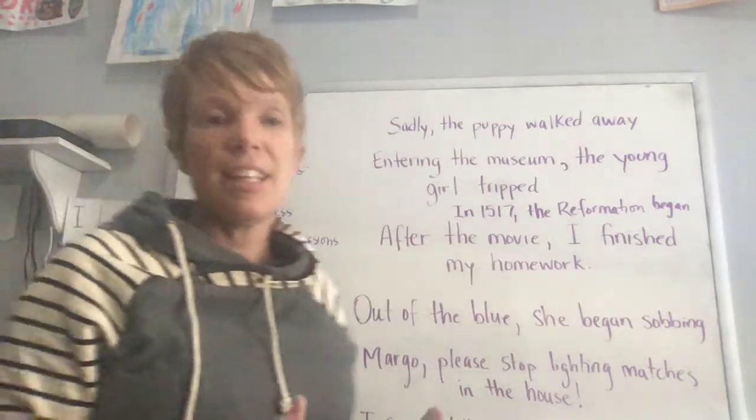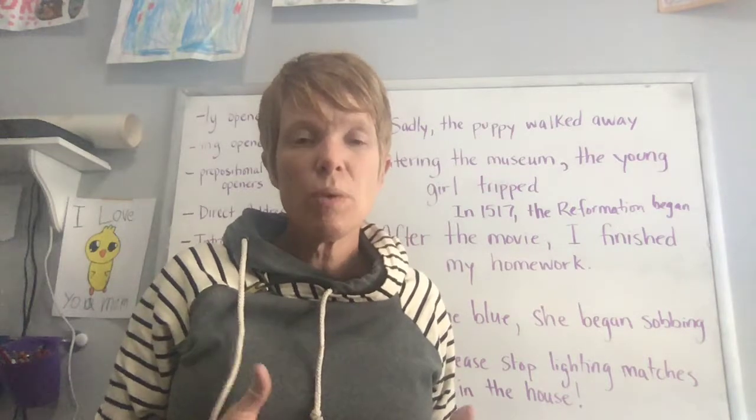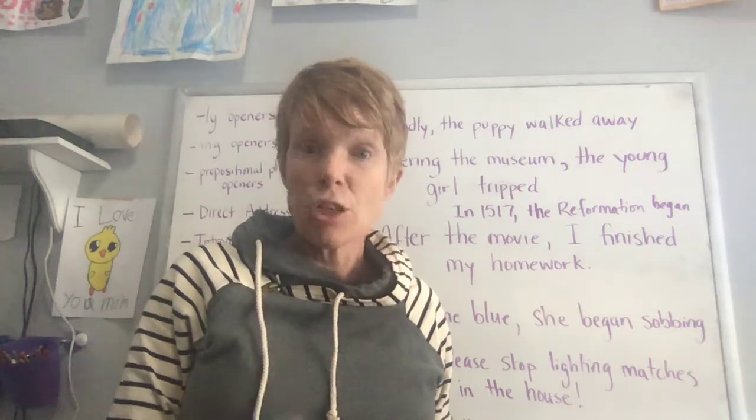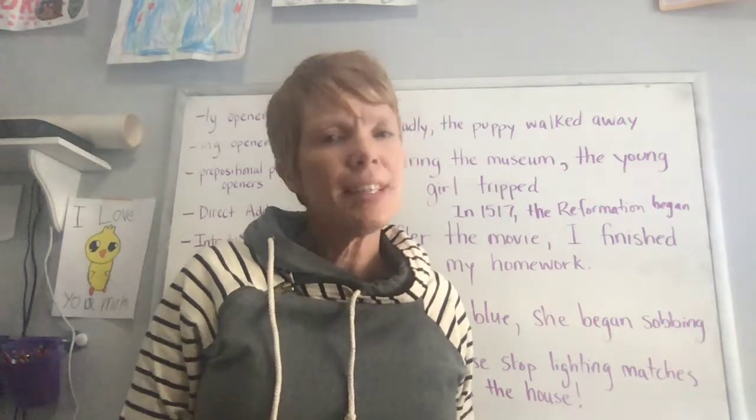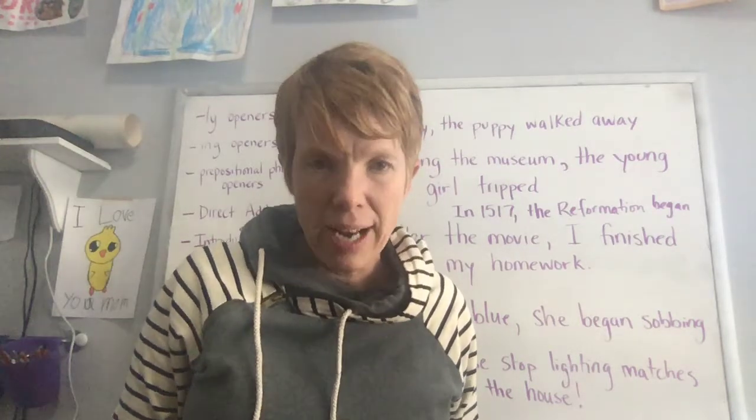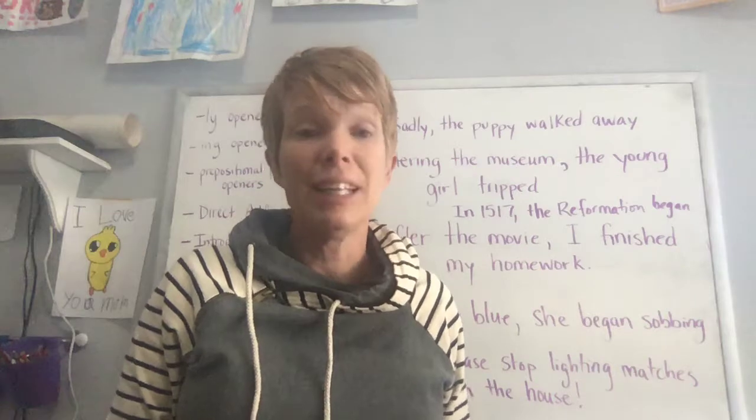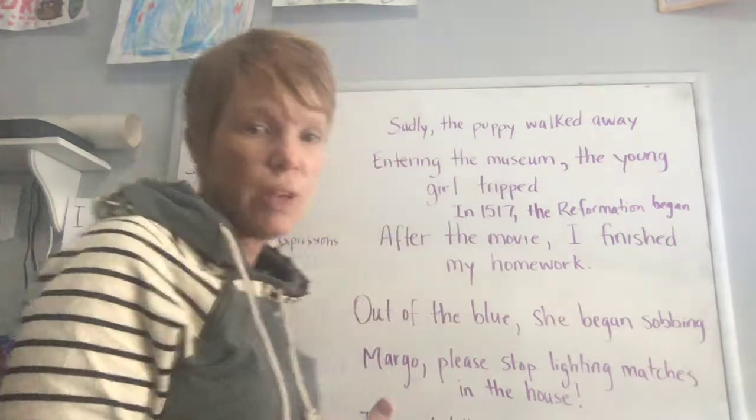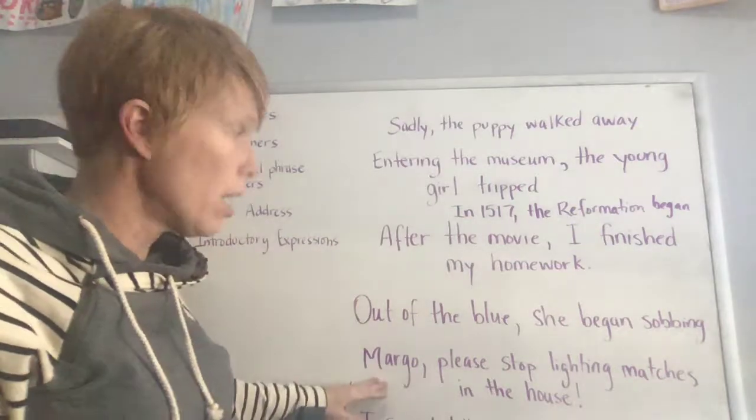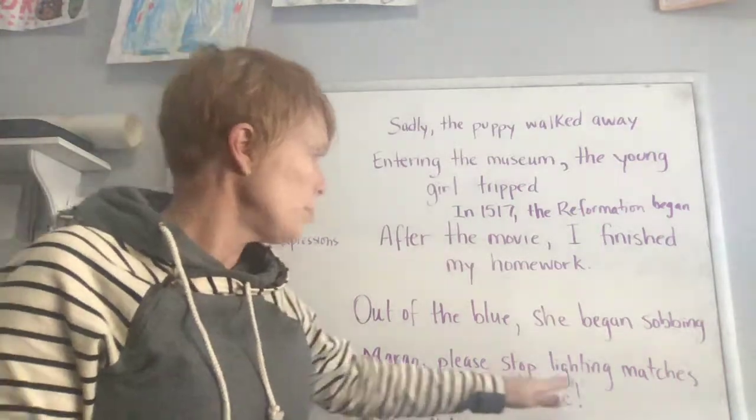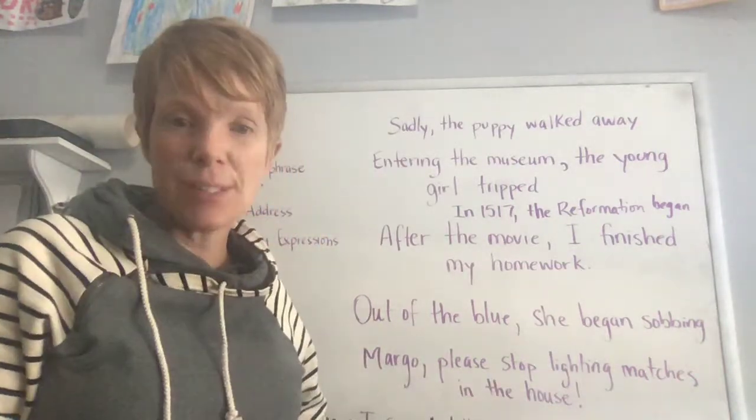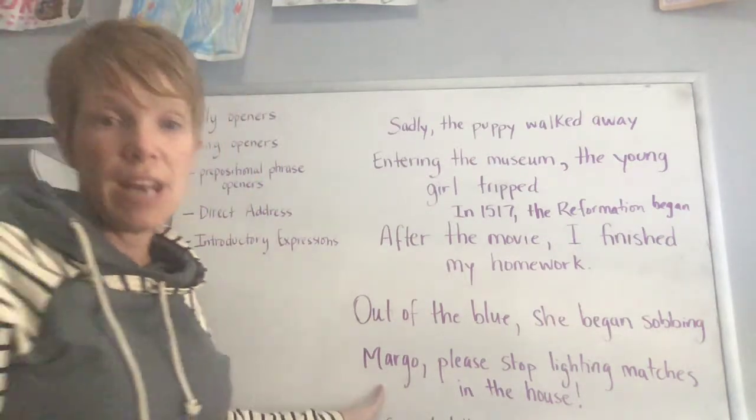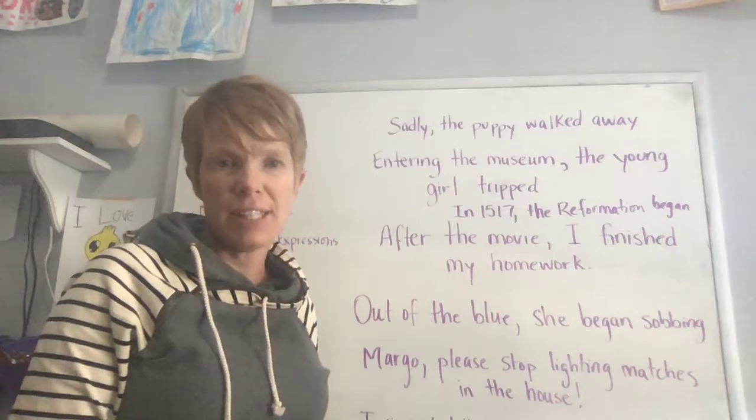And then finally, the noun of direct address. And this is when you use someone's name to address them and you're talking to them. So this doesn't happen often in academic writing, but it certainly could happen in a letter or in fiction writing. Okay, so here are 2 examples. Margot, please stop lighting matches in the house. Okay, I'm talking to Margot and I separate her name from the rest of the sentence.